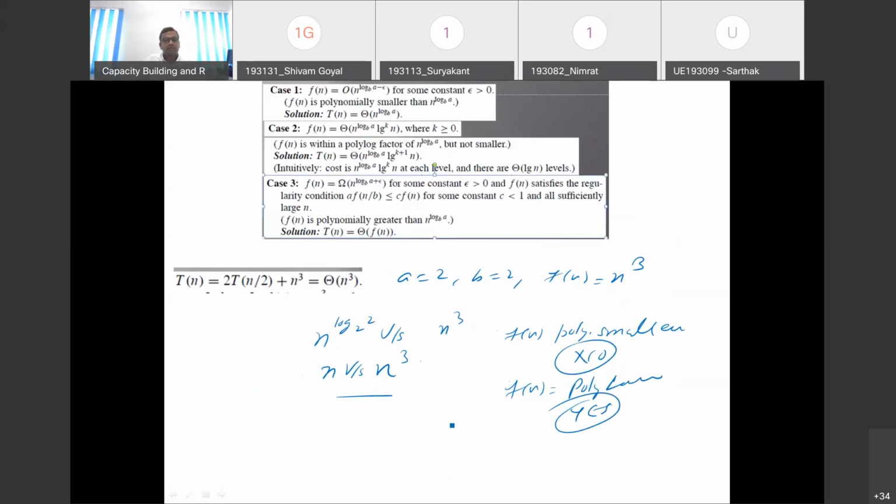Okay. It is polynomially larger because what can I write n³ as? n raised to the power 1 plus epsilon, where epsilon is equal to 2. So we can say it is polynomially larger, and hence case 3 is applicable. Case 3 says that its complexity is going to be of the order of theta of n³, or theta of f(n). Fine.